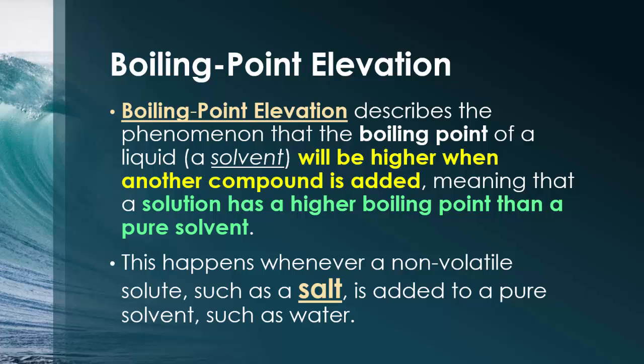So when we are changing the vapor pressure, boiling point, as we just talked about, is being elevated. And the boiling point elevation describes the phenomenon that the boiling point of a liquid, your solvent, will be higher when another compound is added, meaning that a solution has a higher boiling point than a pure solvent. So when you have like salt water, for instance, salt water will not boil at 100 degrees Celsius because the salt that was added will create an elevation of the boiling point of water.